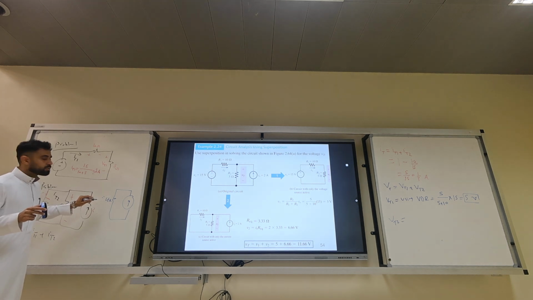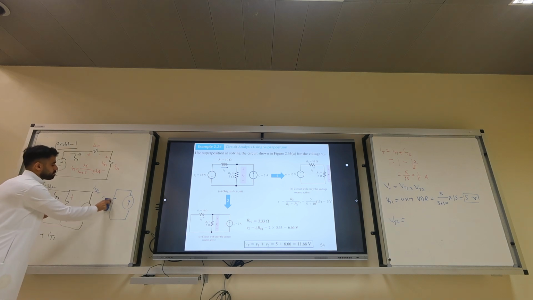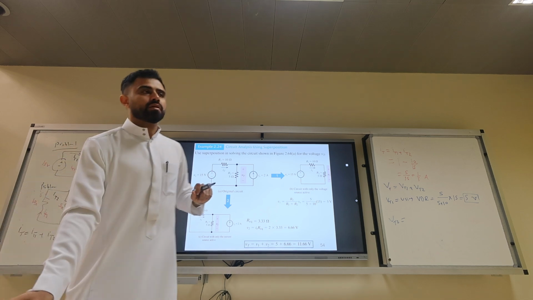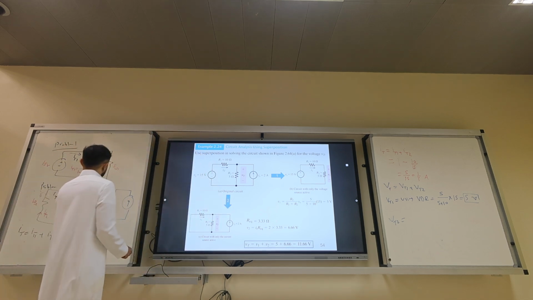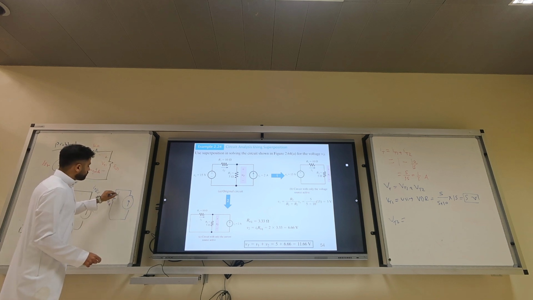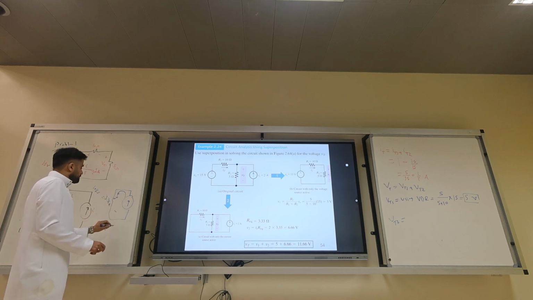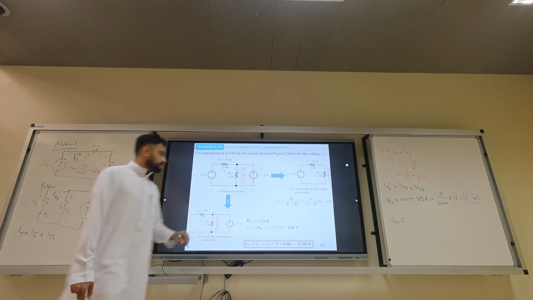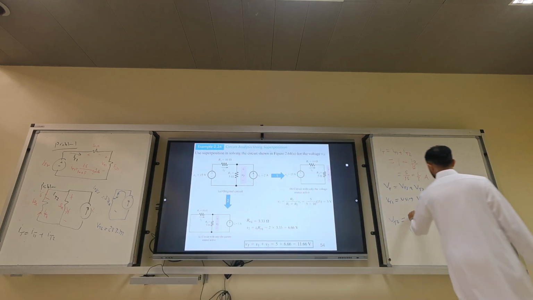What's the parallel combination between 10 and 5? I think it's 4. Well, it's 5 inverse plus 10 inverse, all inverse. 3.333? 3.33. What is that current? 2. It enters from the top. So VT2 equals 2 times 3.333, which is 6.666.